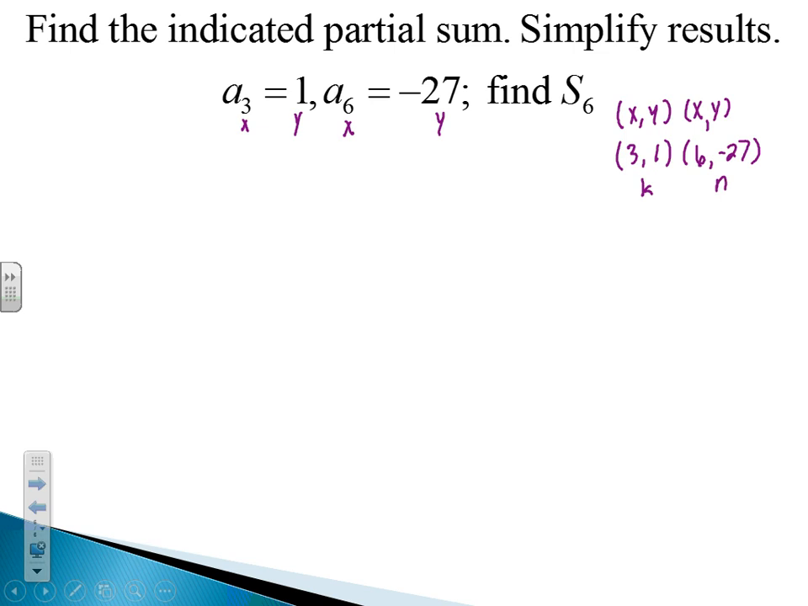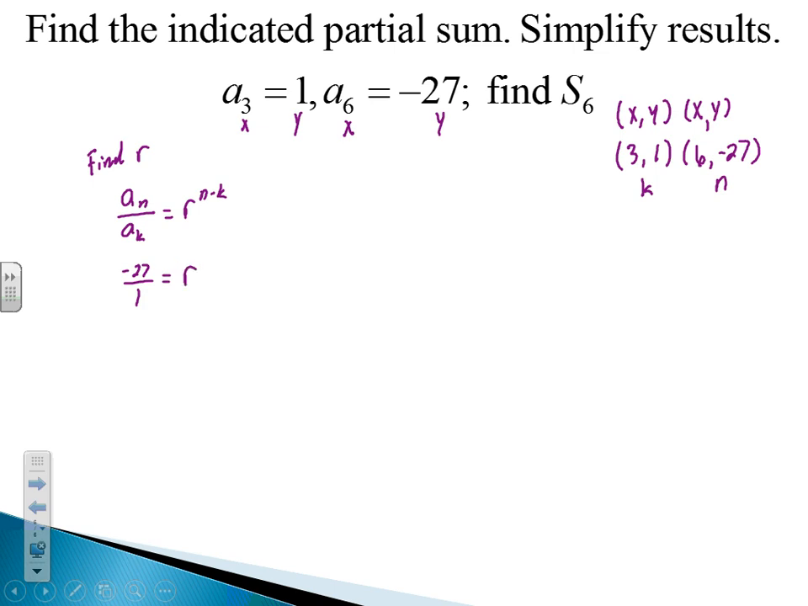So first thing we're going to do is I'm going to find the common ratio by saying a sub n over a sub k being equal to r to the n minus k power. Now that we have that, we're going to substitute the numbers in. So a sub n, in this case, that is the output number. That's y. So I'm going to say negative 27 over a sub k, which is the other output number, a positive 1.